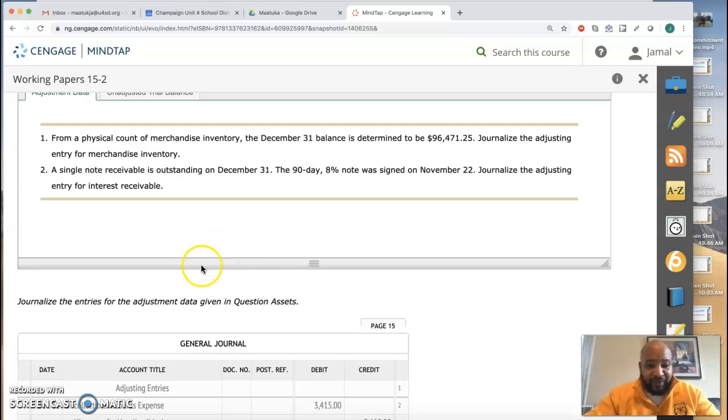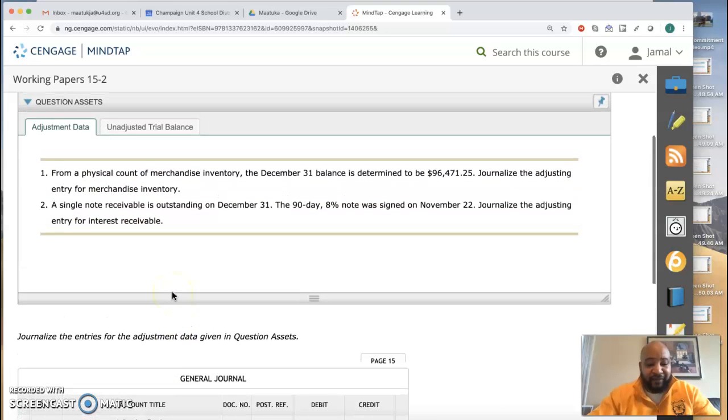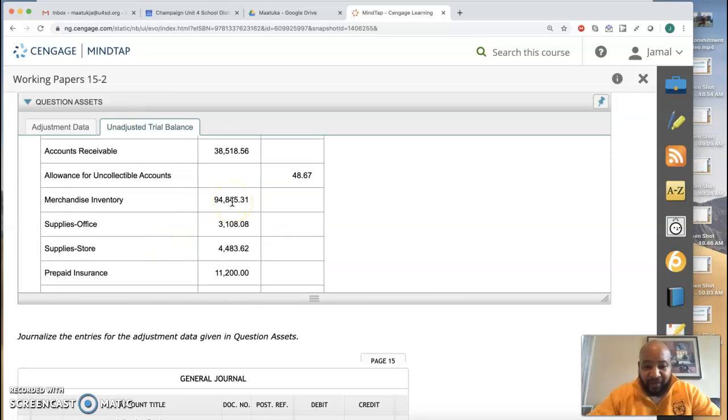All right, first things first, merchandise inventory, December 31st. Let's put our date in. Let's figure out, well, you got to ask yourself the 4 questions. What did we start with? From a physical account, merchandise inventory, December 31st balance is determined to be $96,000. So right now we have $96,000. If we go look at our adjusted trial balance, we started off with $94,000. If we have $96,000, we started off with $94,000, we added approximately $2,000.